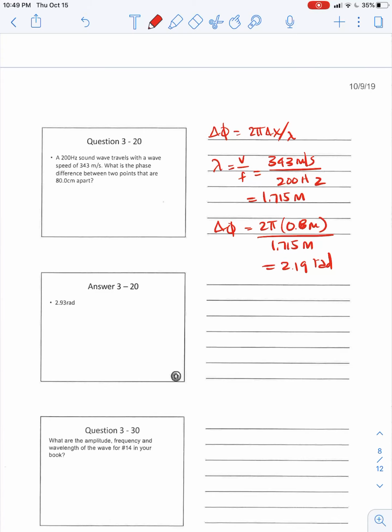So I don't really know where I got that. Oh, no, it is. It is 2.93. What in the world am I saying? 2.93 radians. All right.